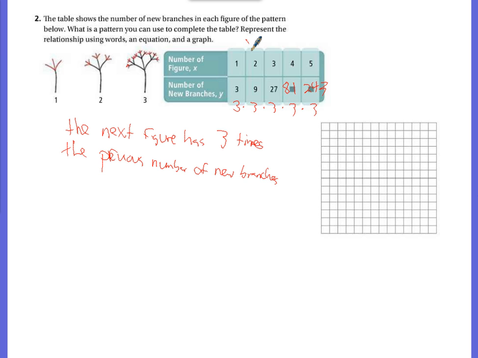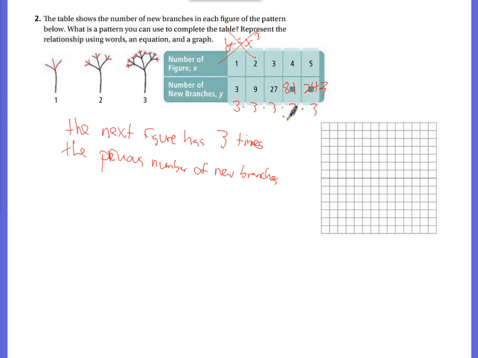Is this x cubed? Is it y equals x cubed? So if x is the figure number, then if I plug in figure 1, I better get 3 as my answer, right? So I plug in 1. 1 cubed is 1 times 1 times 1, which is 1. 2 cubed is 2 times 2 times 2, which is 8. 3 cubed is 3 times 3 times 3, which is 9. I'm not getting the right answer here, so this can't be the right equation. You're close, though.